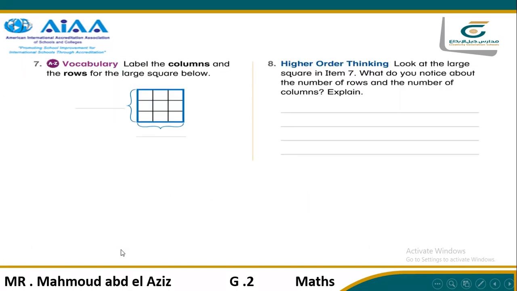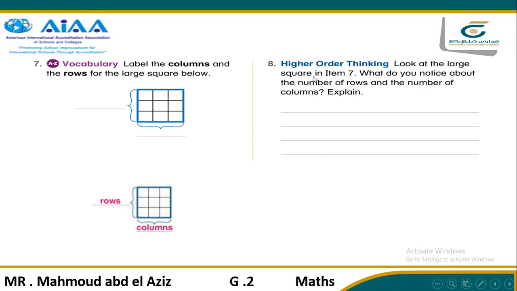columns. Another question, label the columns and rows for the large square blue. Here, what is this? Is that columns or rows? Excellent, it's row. And here, that's what? Columns. So this one is rows, and here columns.